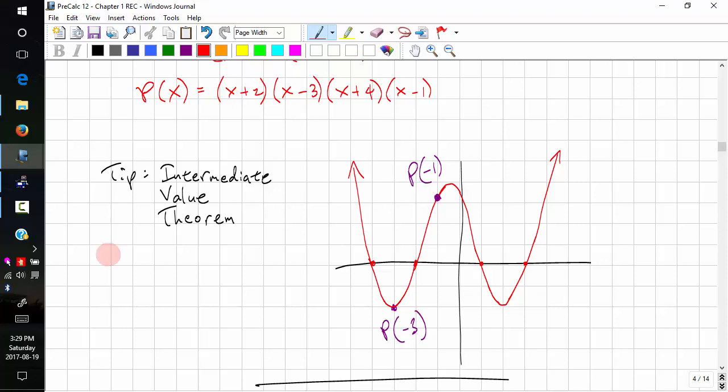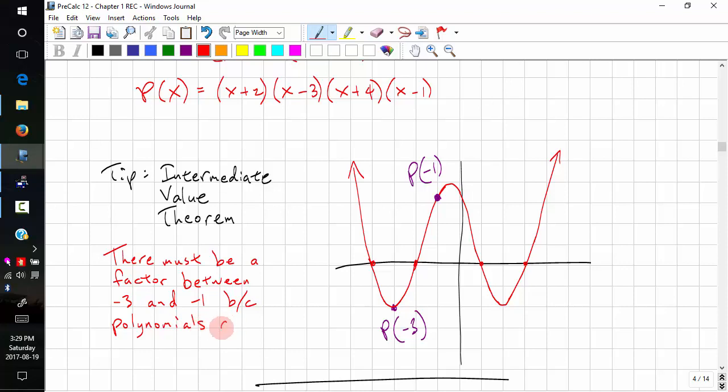Okay, so we'll write that out. Because polynomials are continuous. And if you're taking calculus, you'll learn this in calculus.